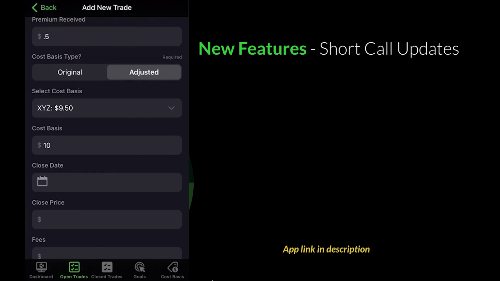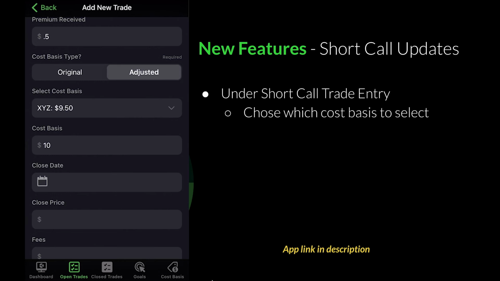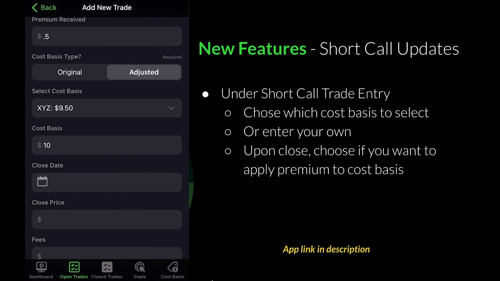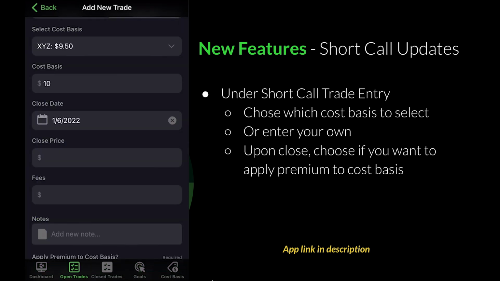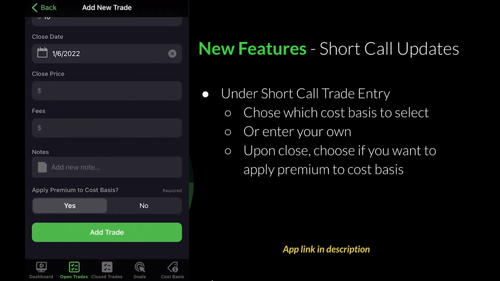So you can select, under this short call trade entry, which cost basis you want. You want your original, or you want the adjusted, or you can enter your own if you want to, for whatever reason. When you close this trade, once again, if you tap on OK and you have a close date, now you see this question if you want to apply this premium to your cost basis. So again, default is yes, but you can choose no.